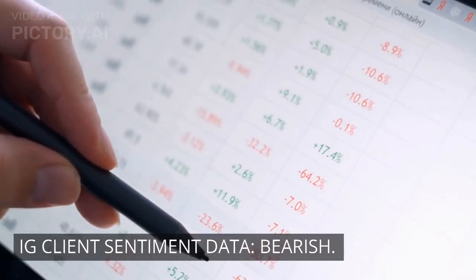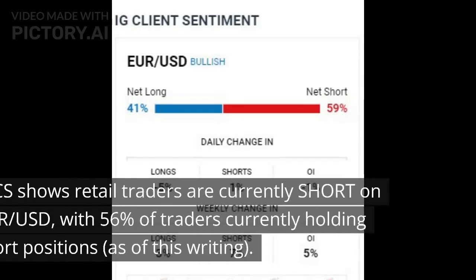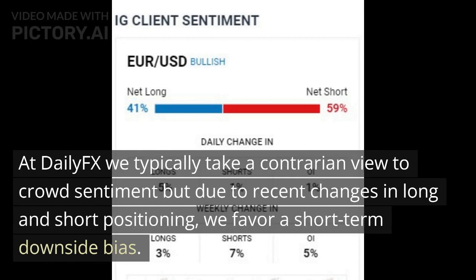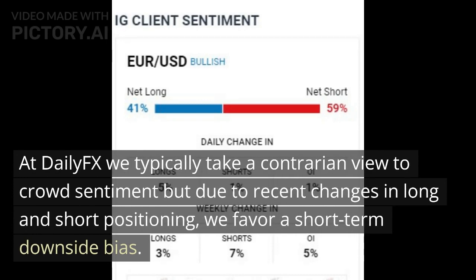Client sentiment data bearish. IGCS shows retail traders are currently short on euro to US dollar, with 56% of traders currently holding short positions, as of this writing. At Daily FX we typically take a contrarian view to crowd sentiment, but due to recent changes in long and short positioning, we favor a short-term downside bias.